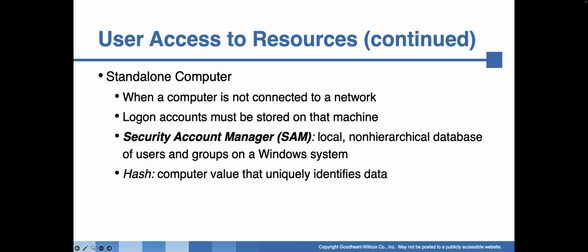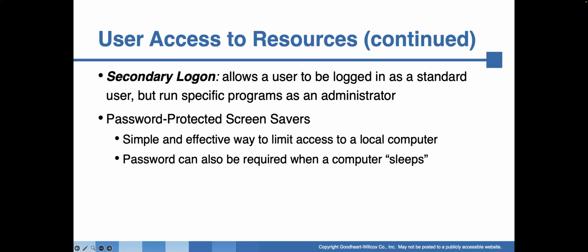Hash: this is a computed value that uniquely identifies the data. Secondary logon allows a user to be logged in as a standard user but run specific programs as an administrator. Password protected screensavers are a simple and effective way to limit access to a local computer. A password can also be required when a computer sleeps.